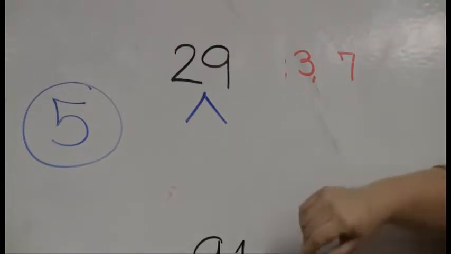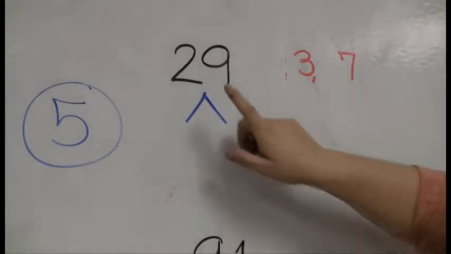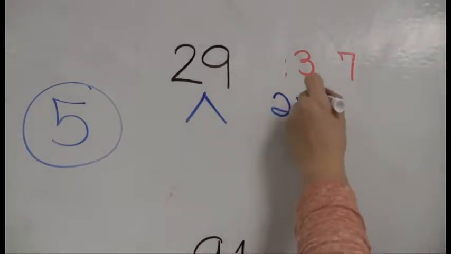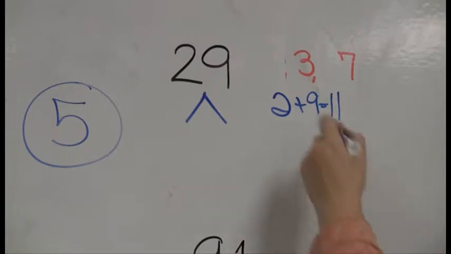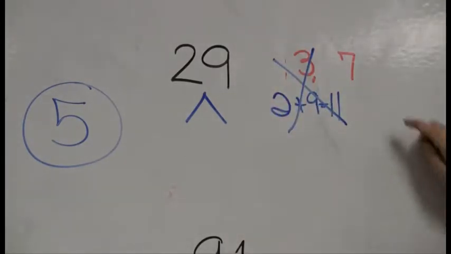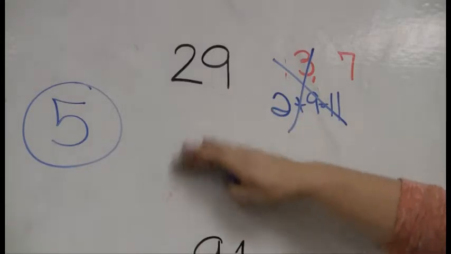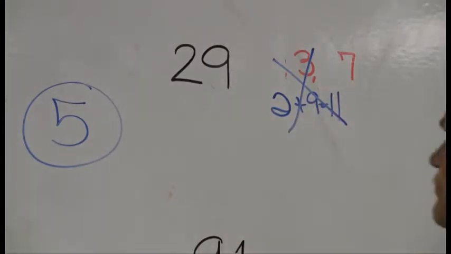Similarly, we can't see 11s. So, we'll do a quick trick for 3s. 2 plus 9 is 11. 11 doesn't divide by 3, so neither will 29. And you're supposed to have your 7 times tables memorized. 7, 14, 21, 28, 35. I'm right past 29. I've got no factors to that.